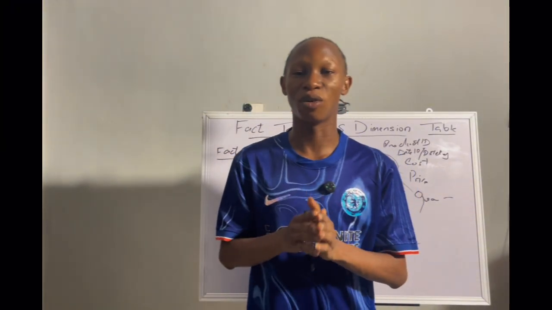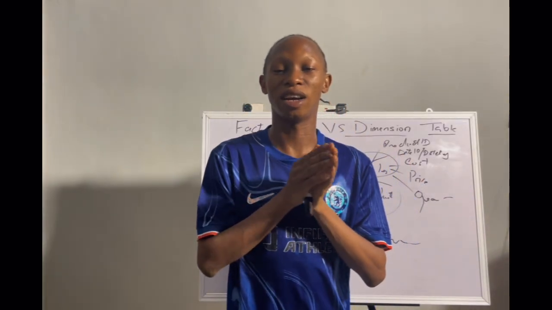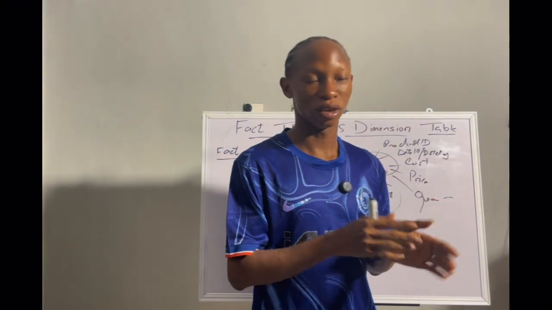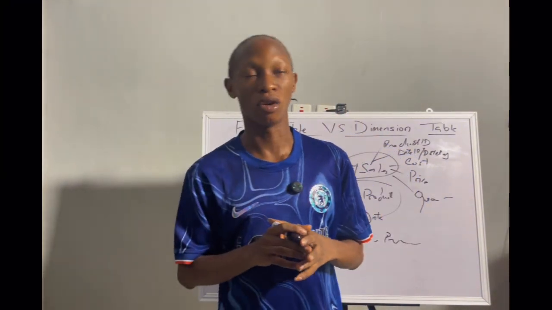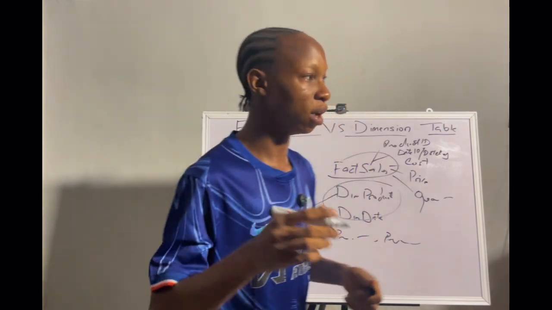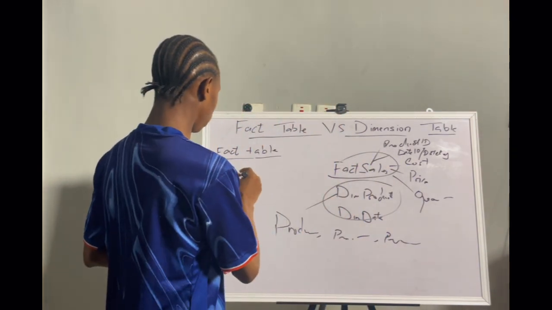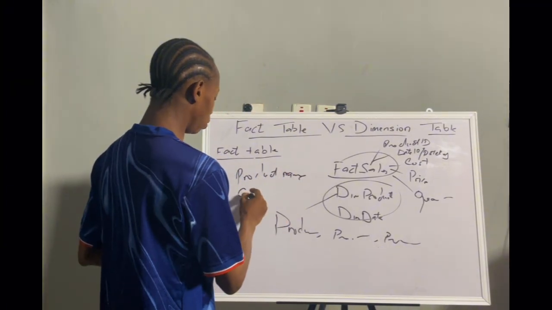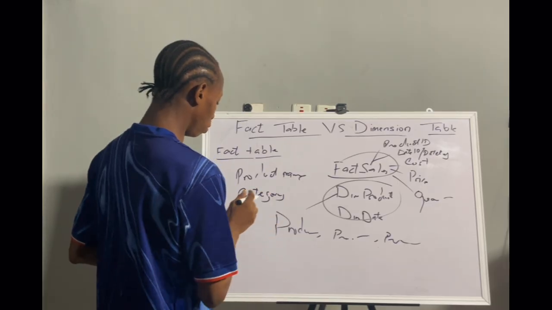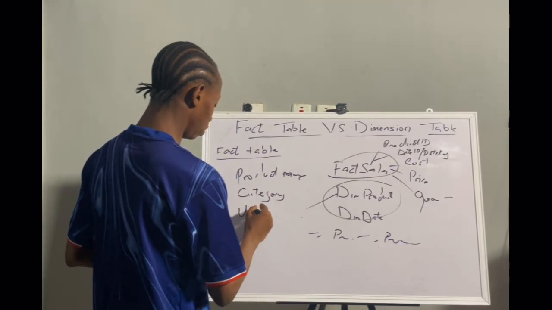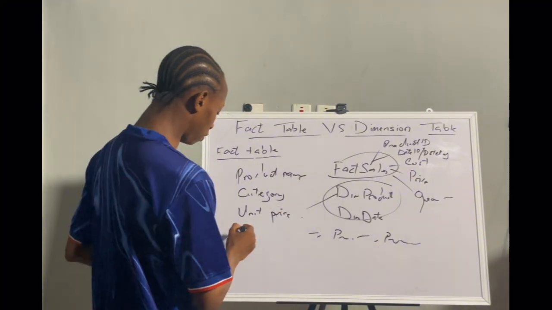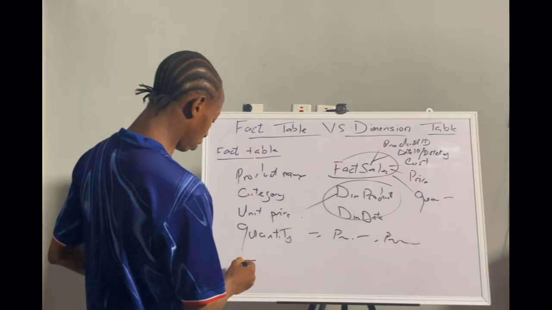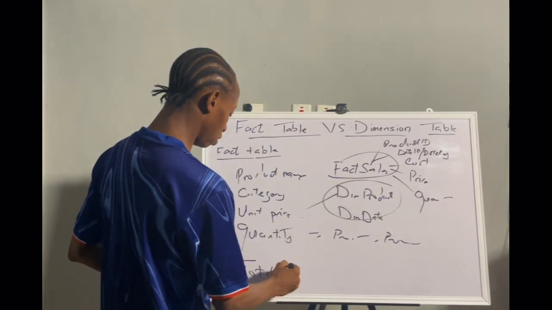A fact table consists of countable data, while a dimension table consists of descriptive data that is used to describe a particular something. So let's take, for example, a receipt of a grocery store. On the receipt, you are going to have the product name, that's the name of the product I bought. I'm going to have category, unit price, quantity, then total price.